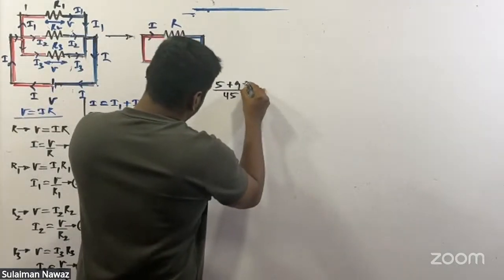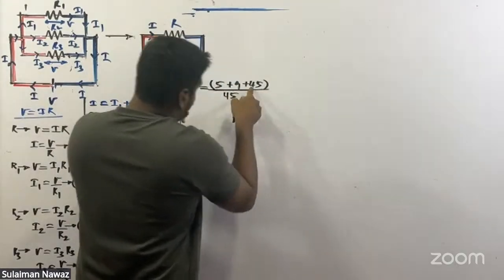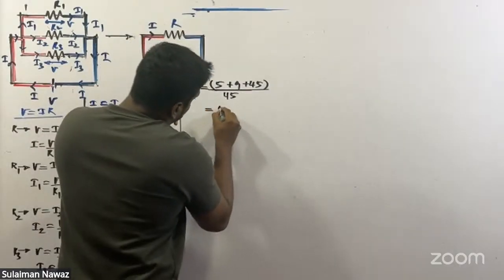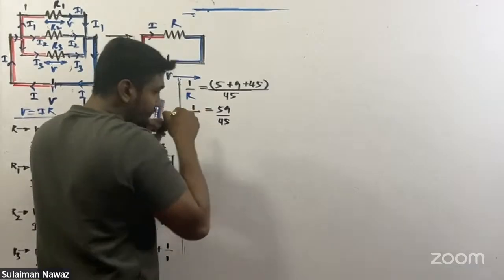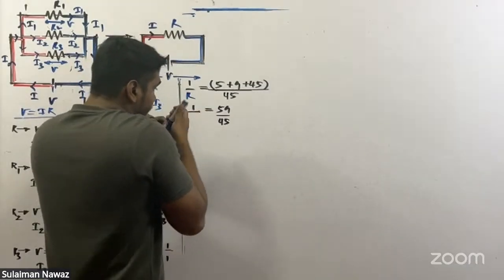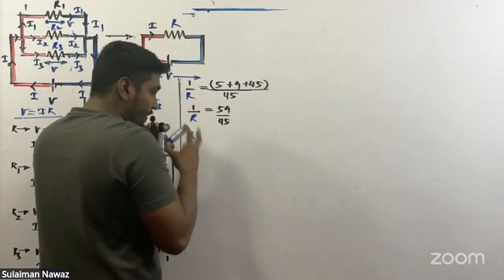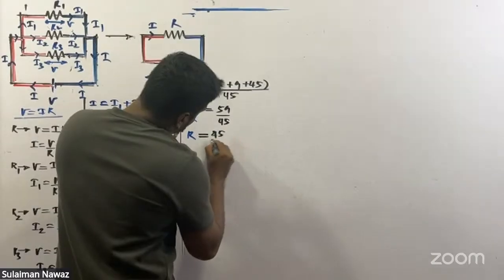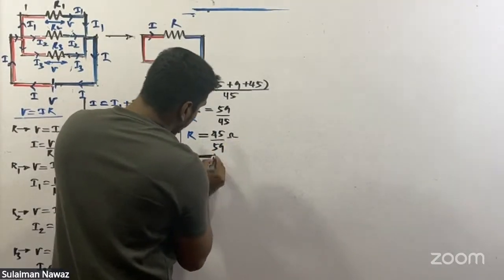If I'm wrong, tell me. So finally we end up with 45 plus 5 is 50, 50 plus 9 is 59. 59 over 45 is 1 over capital R. Then we can find the equivalent resistance capital R must be equal to how much? 45 over 59 ohms. Simplify it if you want, right?